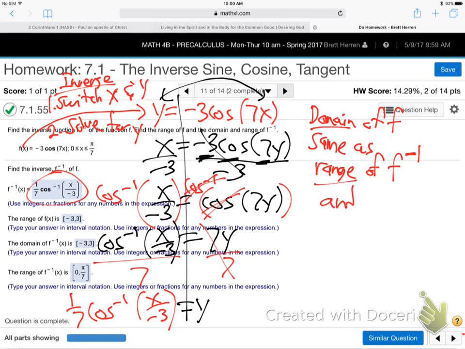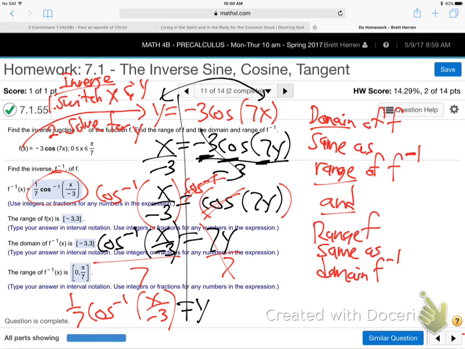And vice versa, what is it? The range of f is the same as what? The range of f is going to be the same as the domain of the inverse. Yeah, because that's what a function and its inverse do. Everything switches, right? So domains trade with ranges. Remember, domain is x coverage, range is y coverage.